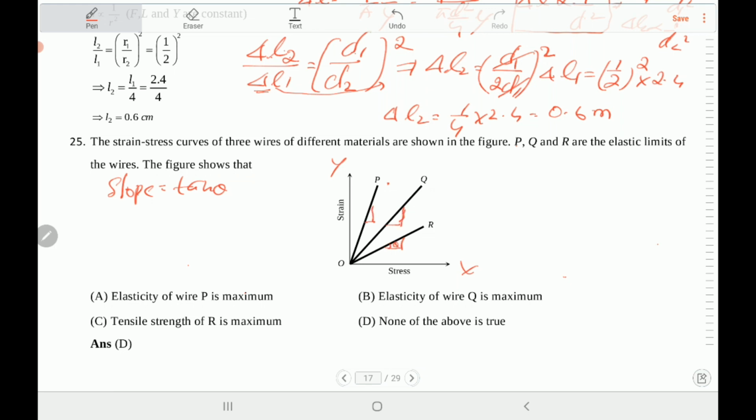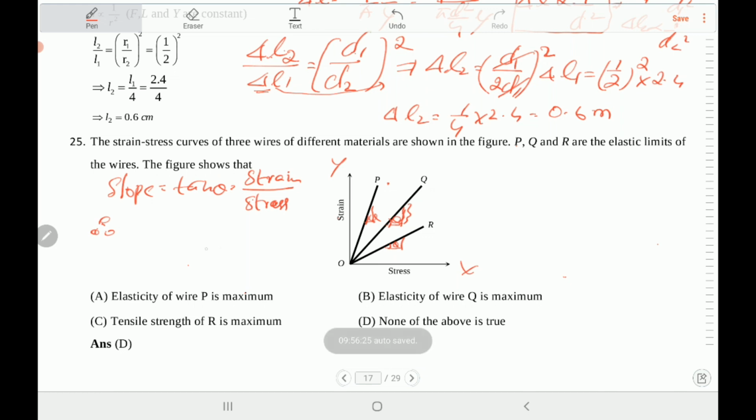This is angle theta, this is angle theta, this is angle theta. For each graph, what is tan theta? Tan theta is opposite by adjacent. Opposite here is change in strain. Change in strain, divided by the adjacent side, the corresponding change in stress.